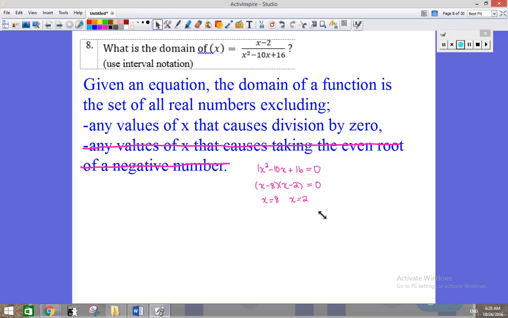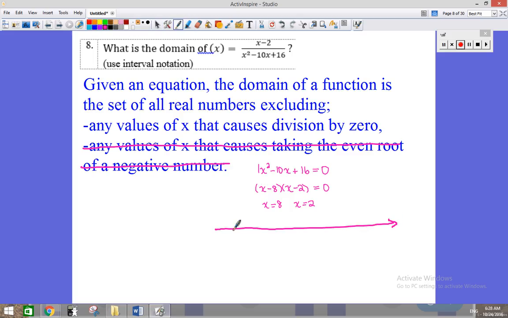So I can quickly make a sketch on a number line to help me make sure that they want this expressed in interval notation. So we have the number 2, and somewhere to the right of that, the number 8. We're going to exclude 2. We're going to exclude 8. Every other number is okay. So we have 3 regions that we need to describe using interval notation. The arrow on the left here is indicating that it's going to negative infinity, on the right to positive infinity.